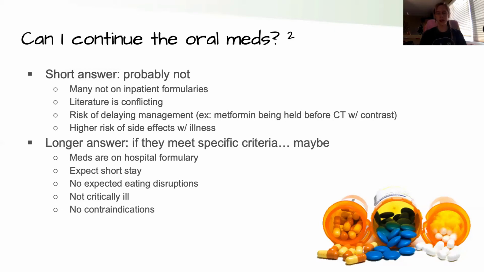Longer answer, if they meet certain criteria, there might be an argument for keeping those oral meds while they're in the hospital. Number one, though, if those meds aren't on the formulary, you don't have an option, decision's made for you. So if you do have some of those medications on your formulary, for example, some hospitals do have metformin on formulary, you can consider keeping that if you expect them to have a short hospital stay, you don't expect any major disruptions to their eating patterns, they're not critically ill, there's no other contraindications with their admission, anything like that. If it's a short hospital stay, like an overnight observation, you can consider continuing their home medications. But again, it's usually better to play it safe and go ahead and stop the oral meds and start insulin.